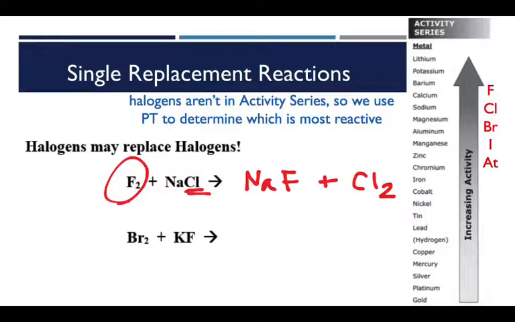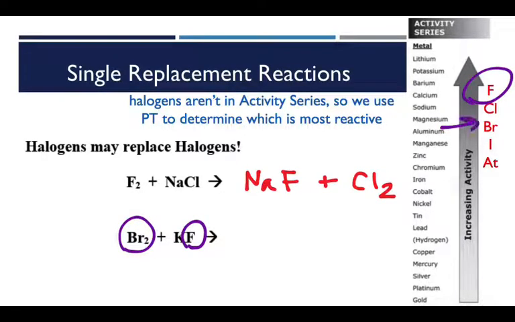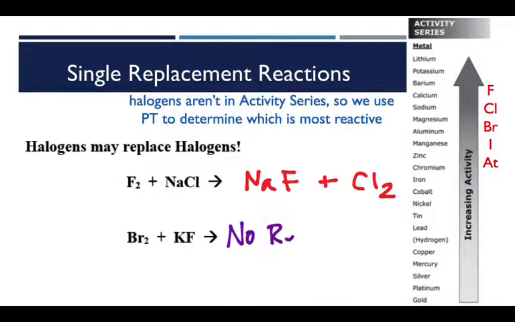I'll actually show you another example that makes that a little bit clearer, perhaps, than these two. In this next example, bromine is trying to replace fluorine, but since fluorine is higher up than bromine, potassium, that K, would rather be with fluorine. And since it's already with fluorine, then this is going to be no reaction, or NR if you would prefer.